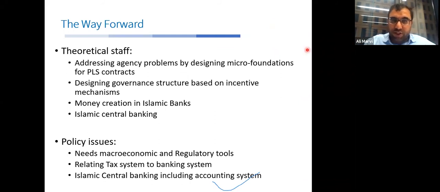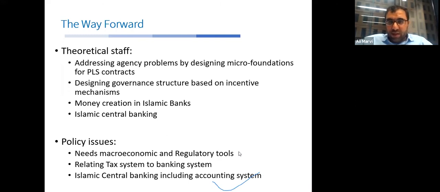But what about policy issues? We need more macroeconomic and regulatory tools to decrease the gap between theory and practice. Islamic countries must guarantee the link between the taxation system and banking systems in order to decrease the gap that I mentioned in other modes of financing in Islamic banking.